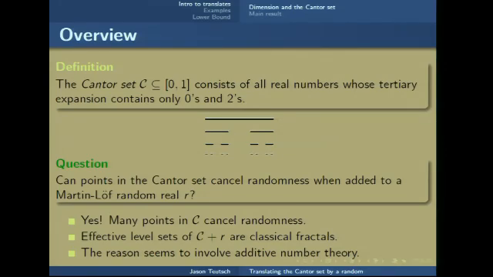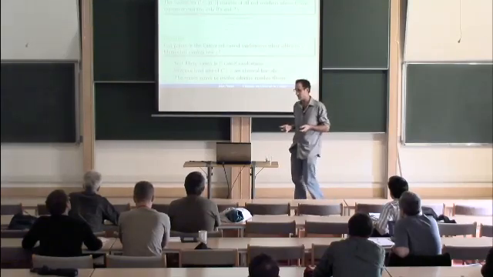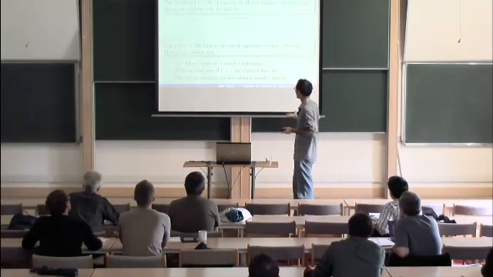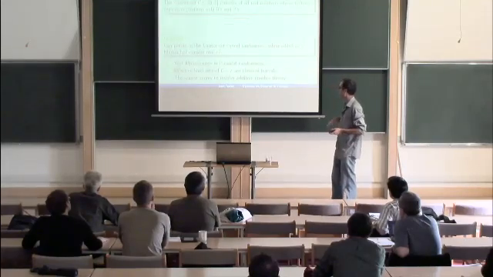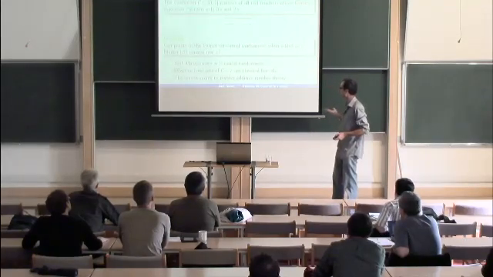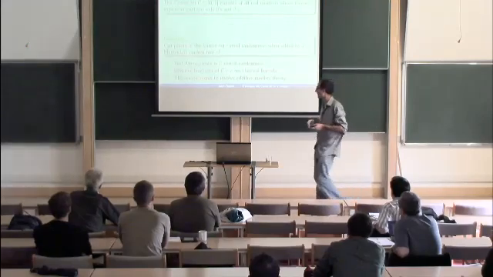So the question is, you take a Cantor set and you slide it over, you add it to a Martin-Löf random real, just normal addition, and then what do you get? What sort of points lie in there? In particular, can the points in the Cantor set cancel randomness? So that's sort of the question. And the answer is yes. In fact, there's a lot of them that cancel this randomness.